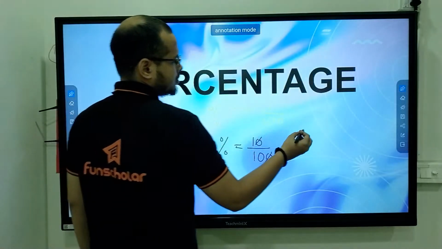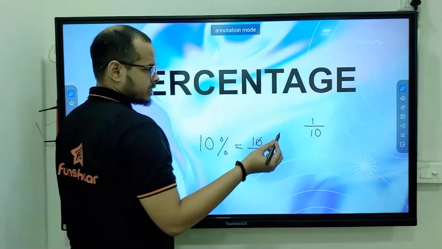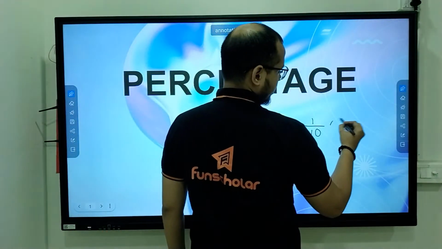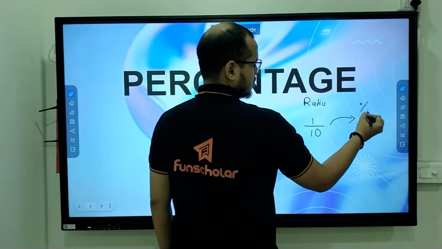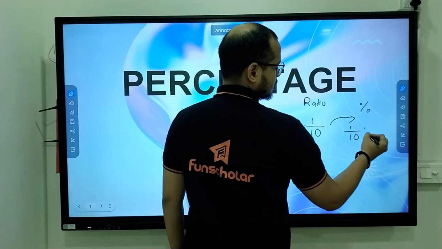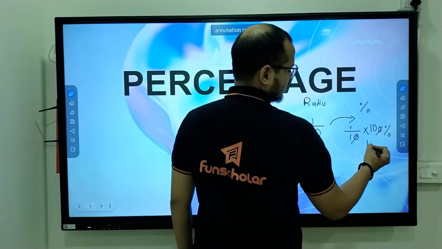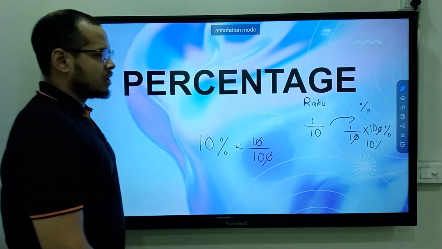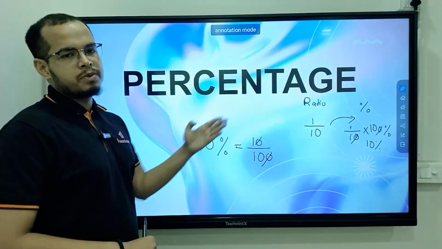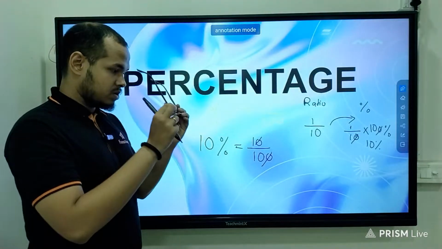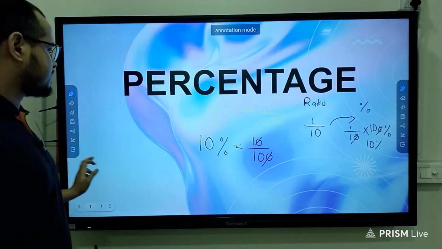Similarly, if I have a ratio like 1 by 10, and you want to convert it into a percentage, from ratio to percentage, we have to multiply the ratio by 100 and add a percentage sign, so it will give us the 10% back. So from percentage to ratio, divide by 100; from ratio to percentage, multiply by 100. That's it. Let's continue.